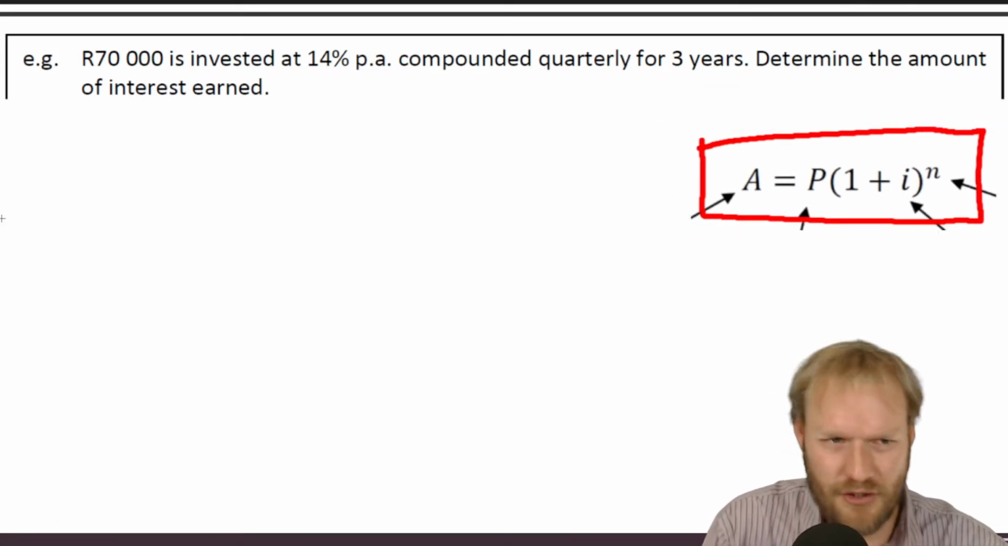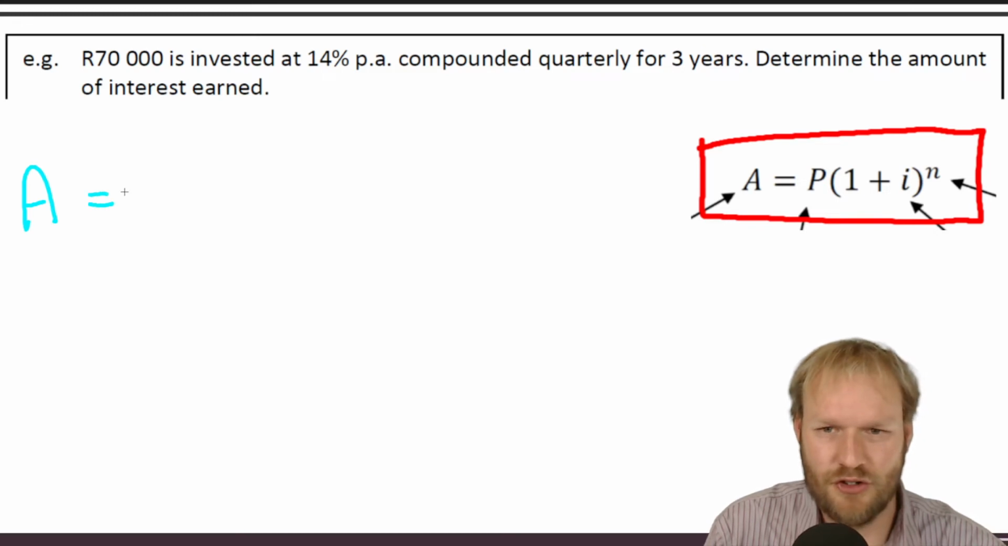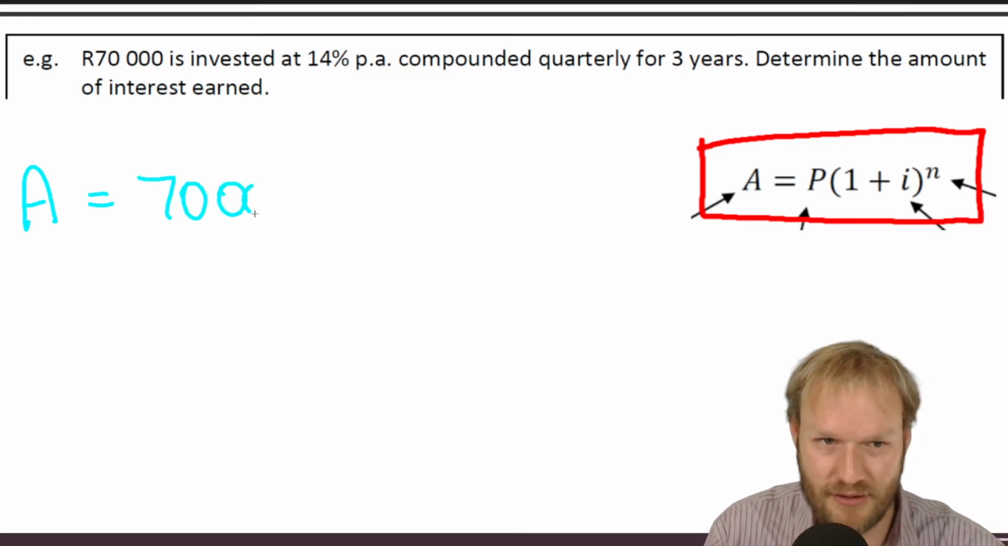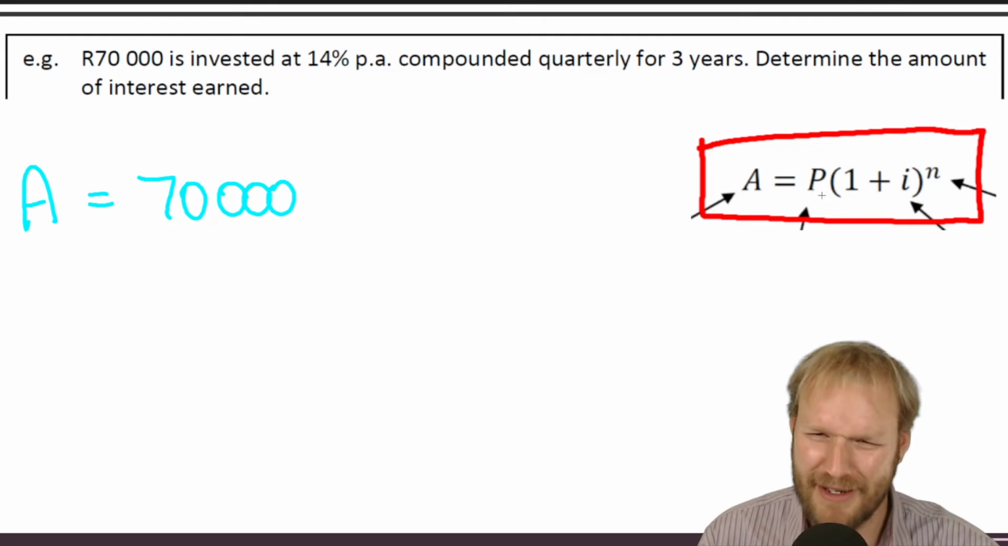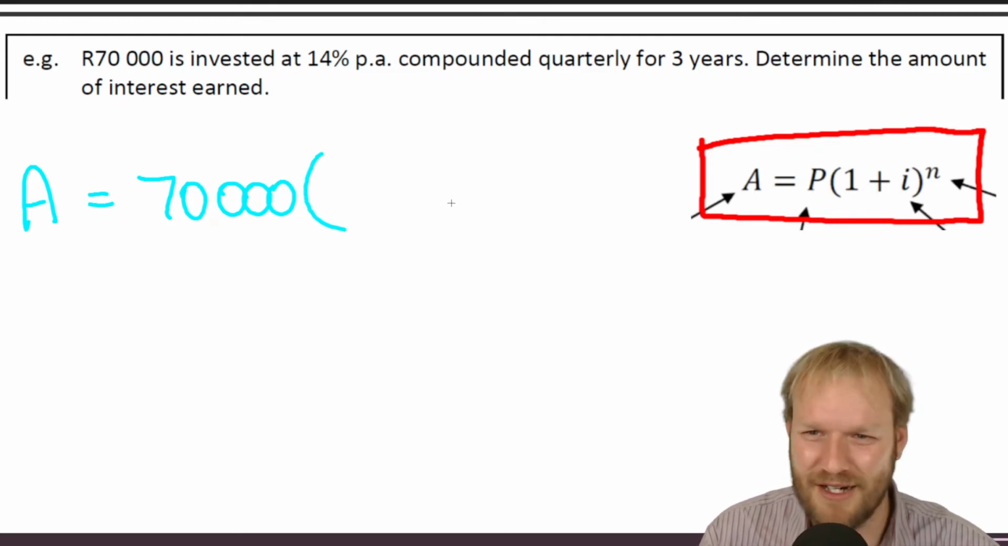So we're just going to go A. It's going to accumulate to. We've put in 70,000. I like that idea. Principal amount. We've put in, it works out, 70,000.